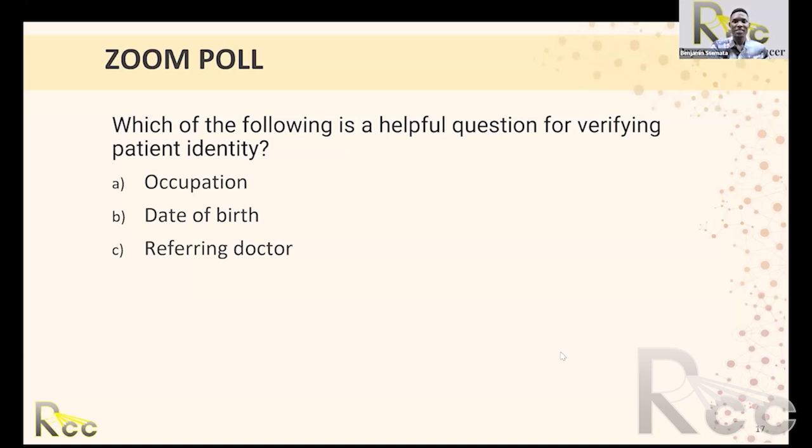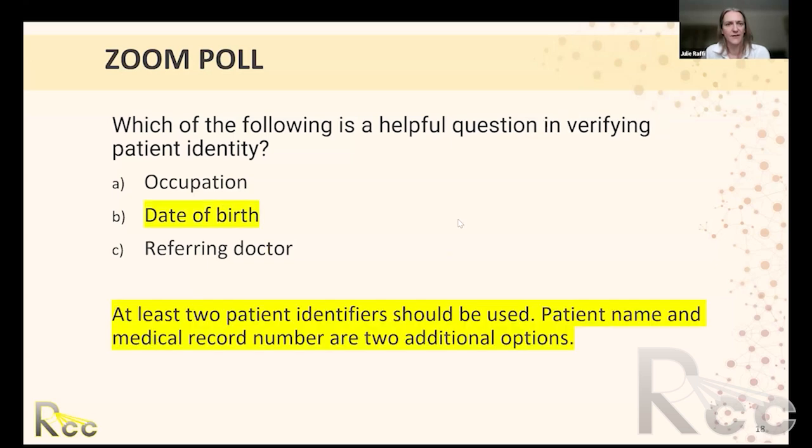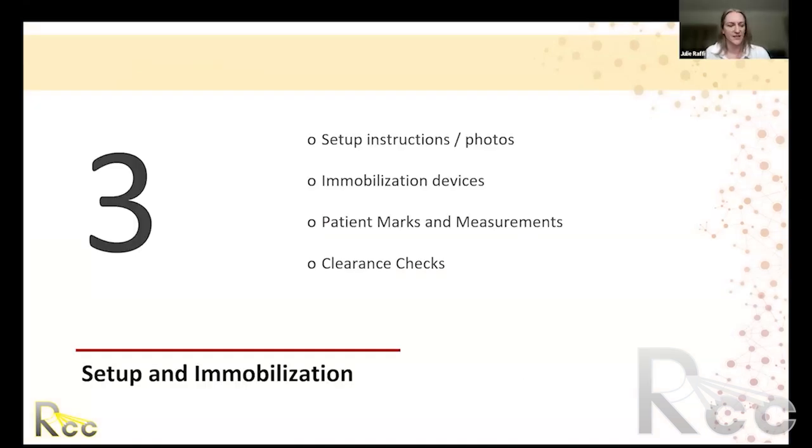All right, so it looks like 90% of the respondents got it right. We'd want to use the date of birth. So knowing the patient's occupation and referring doctor might be helpful, but several patients could have the same occupation. They could be referred by the same doctor, so that wouldn't be a way to identify them from each other. So we'd want to use things like name, medical record number, and date of birth that are specific to that person. All right, we'll move into the next section about setup and immobilization.